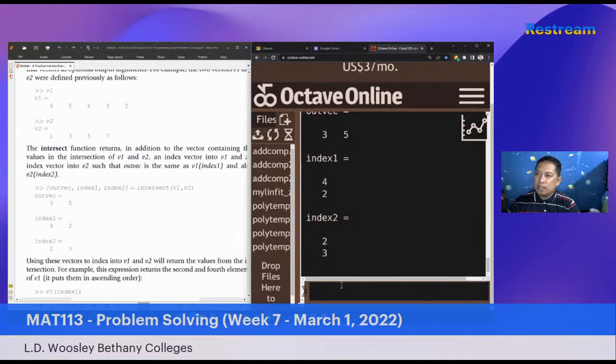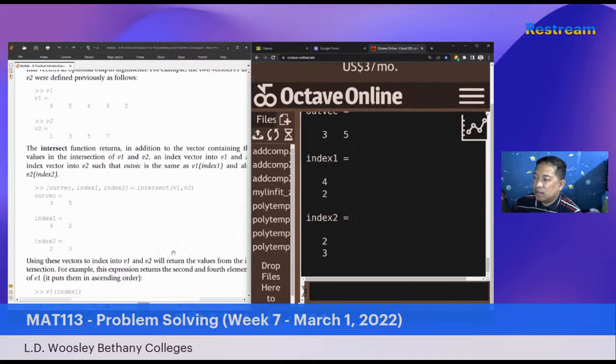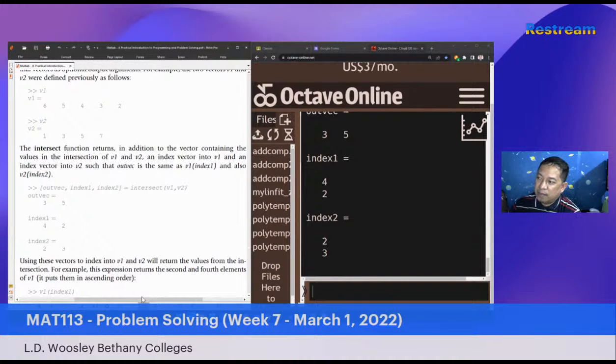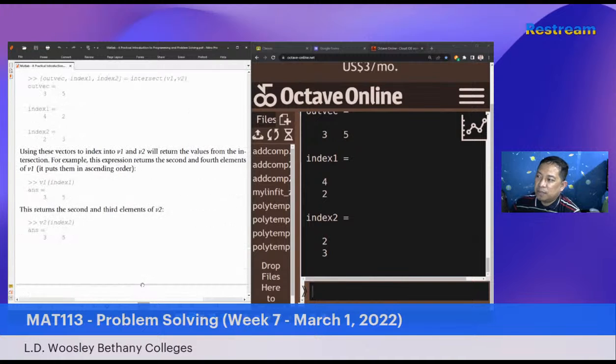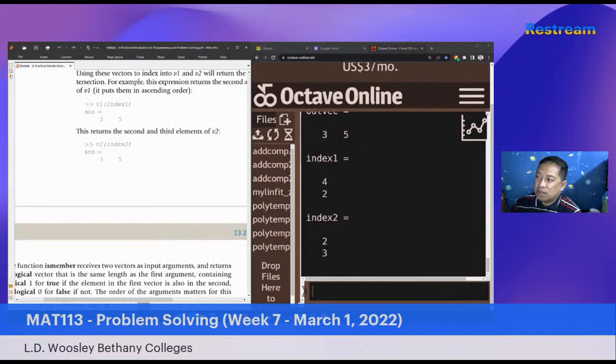Okay, so we have here the index, the out vector 3, 5, then the index 4, 2, and 2, 3. Using this vector to index B1, B2, it will return the values of the intersection. For instance, this expression returns the second and fourth elements of B1. That's what it means, no? So you could just read the notes here, no?